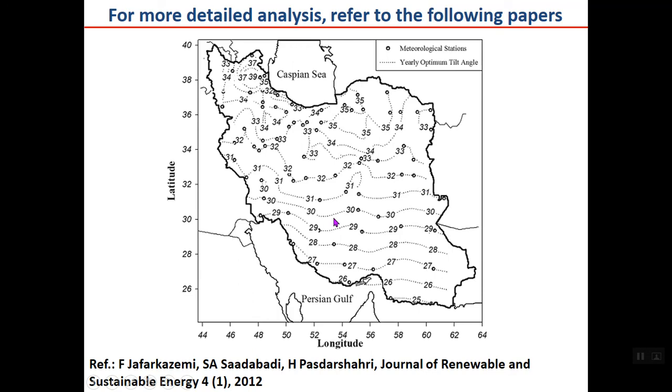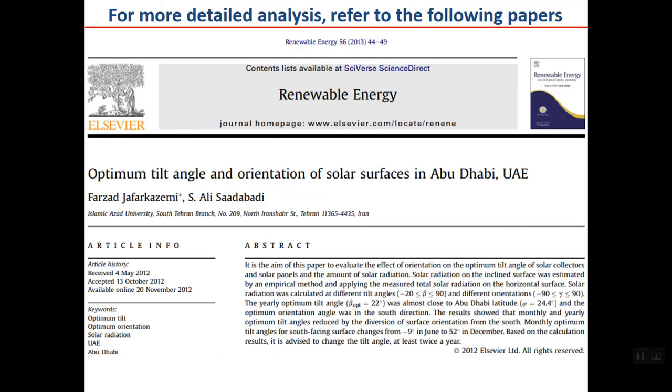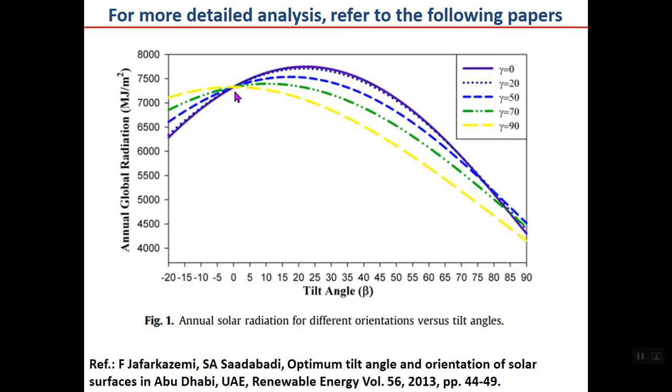We said that it depends on the latitude of the location, but you can see here there are locations with the same latitude but different slope or tilt angle. You may refer to this paper to know more about it. In the same way, we did another work for Abu Dhabi in the United Arab Emirates, for the optimum tilt and also the optimum orientation of solar surfaces in Abu Dhabi, and there are graphs like the one you can see here.